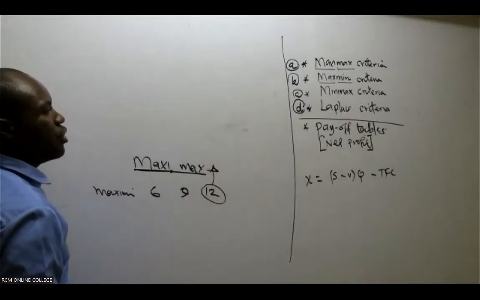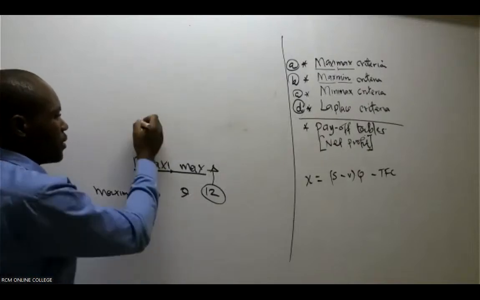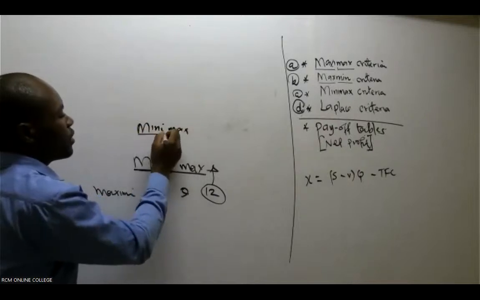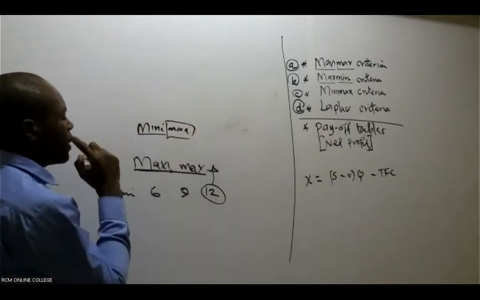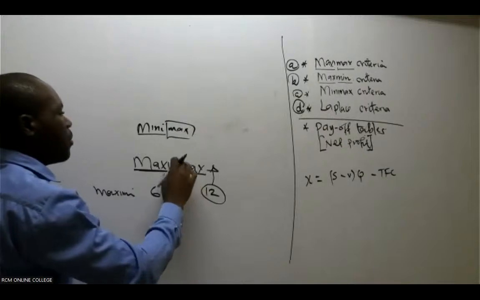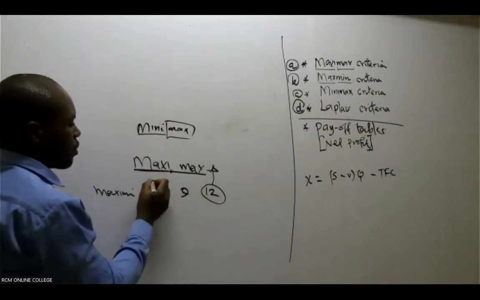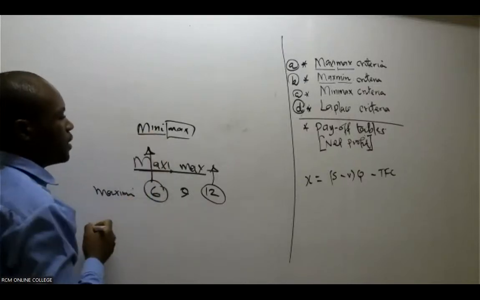When we are told to minimax, let's look at C. Minimax. We are told to minimize the maximum. So the maximum figures, we already have them here, but now we are being told to minimize. So we're going to go for the lowest, that is minimax.